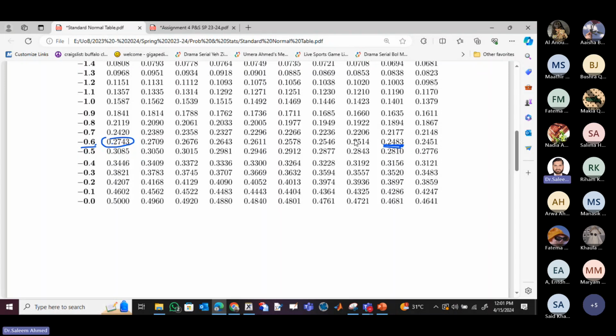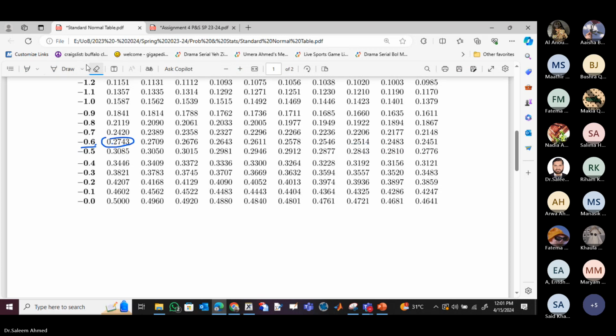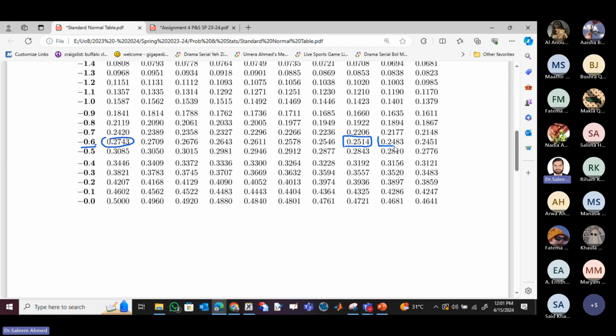This one, right? These both are basically close. This is, I think, closer. This is 14 units away from 25, and this is 17 units away from 25. So what is the Z here? 0.2514. Z is minus 0.67. And this is the other one: minus 0.68 gives me 0.2483.